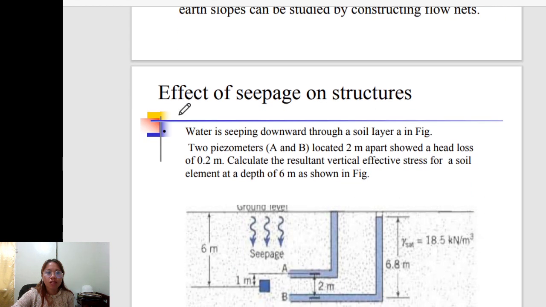Alright, so water, I think this is an example already. Water is seeping downward through a soil layer in the figure. Two piezometers A and B, located 2 meters apart, show a head loss of 0.2 meter. Calculate the resultant vertical effective stress for a soil element at a depth of 6 meters shown in the figure. Since the seepage is downward, as you can see, there is a seepage downward.